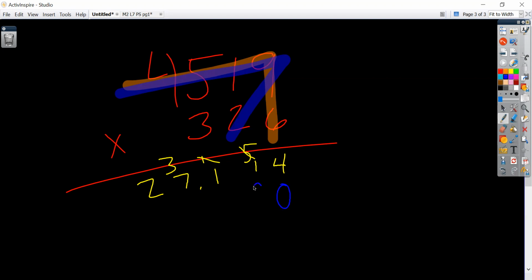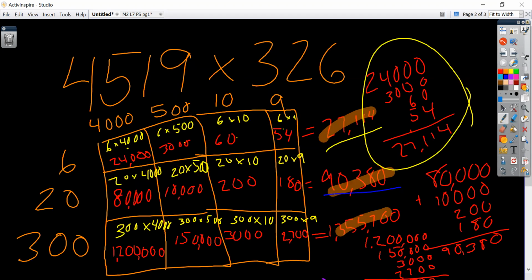2 times 9 is 18. 2 times 1 is 2, plus 1 more is 3. 2 times 5 is 10. And then 2 times 4 is 8, plus that 1 more is 9. 90,380. Let's double check. 90,380. Again, saving us 1, 2, 3, 4, 5 steps to get 90,380, all in the same step.